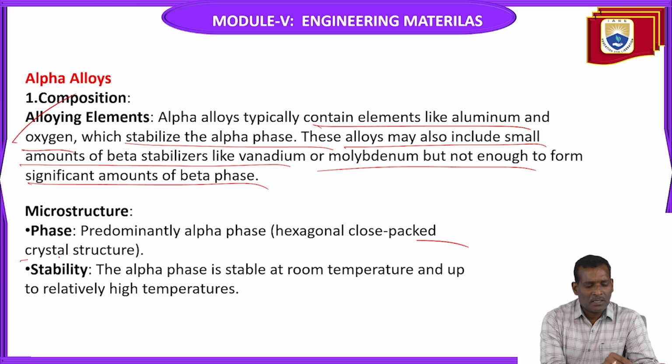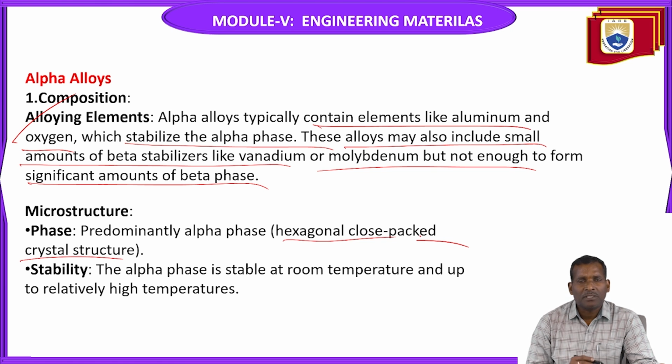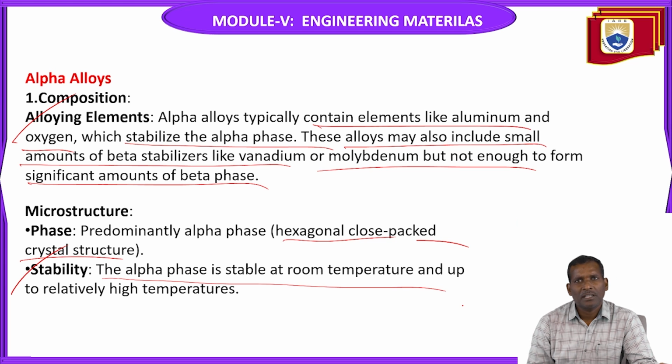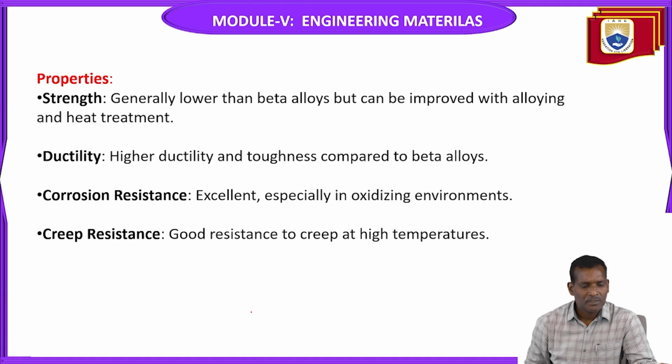The crystal structures are FCC, BCC, and HCP. But in the alpha phase, under microscopic testing, you can observe the hexagonal close-packed structure. The alpha phase is stable at room temperature and up to relatively high temperature. Next, properties: good strength, generally lower than beta alloys, but it can be improved with alloying and heat treatment.